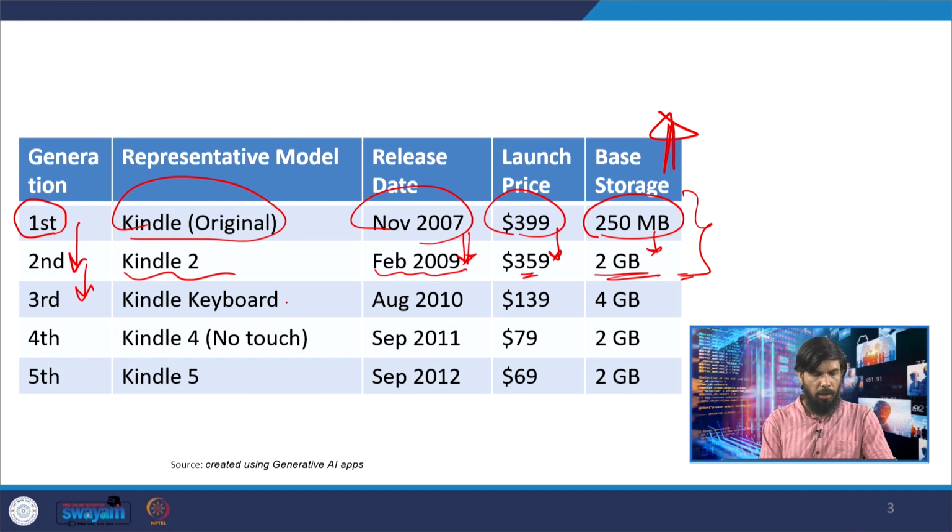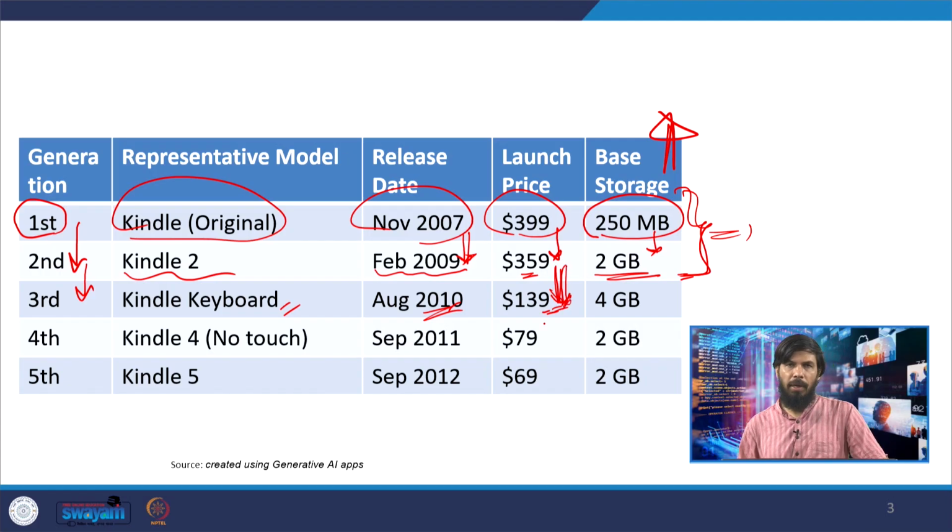Now, moving forward, once we move from second generation to third generation, the third generation version was called Kindle Keyboard, and it was released the very next year, 2010, and now you see the sudden drop from 359 USD to 139 USD. That means economies of scale kicked in. This product was successful from the first and second versions, and because of that higher demand, economies of scale might have kicked in, and because of that this reduction in cost.